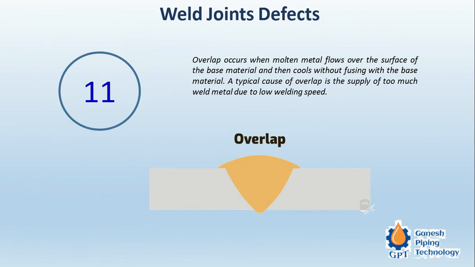Then we have the overlap. The overlap occurs when the molten metal flows over the surface of the base metal and then cools without fusing with the base material. A typical cause of overlap is the supply of too much weld metal due to low welding speed. So this is the reason for the overlap. Here also it is the same as the earlier one we have seen: the joint may break in this area. So that's the reason for this.